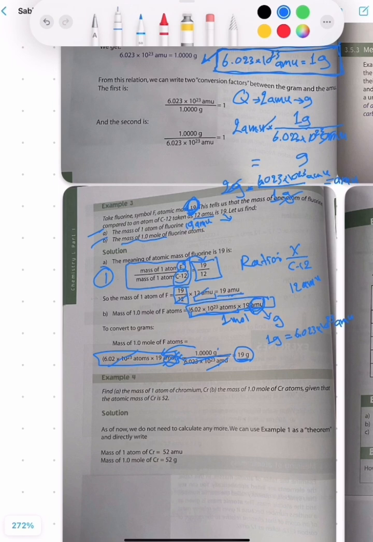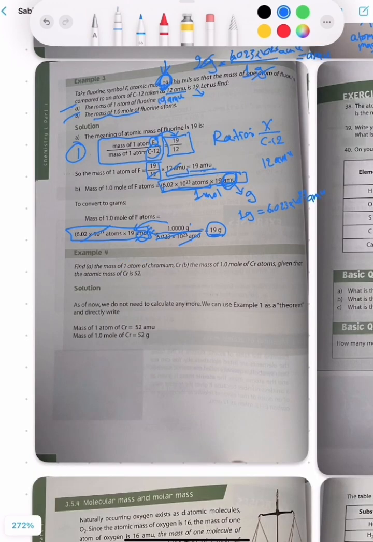So if you have this question special for the bubble sheet, do not solve it, just write it down. So we have the atomic mass is 19, so in AMU it's 19 AMU, in mass or in grams 19 grams. That's it.